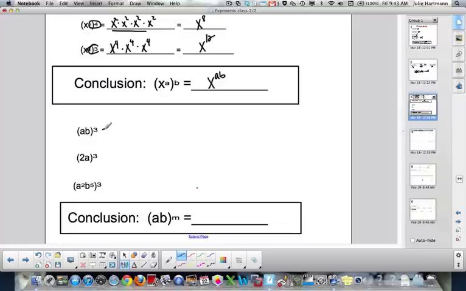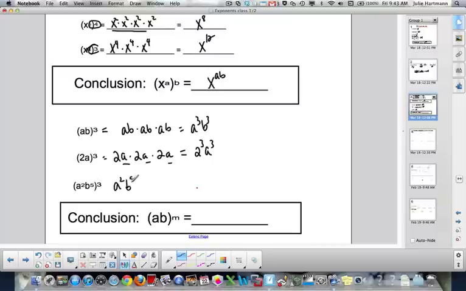The next one here, ab all to the 3rd power means you have ab to the 3rd power. Well, that's just 3 a's and 3 b's. Okay, 2a to the 3rd means you have 2a 3 times. Well, 2 times 2 times 2 is 2 to the 3rd. A times a times a is a to the 3rd. Here, a squared b to the 5th 3 times. 2 plus 2 plus 2 is a to the 6th. B to the 5th, b to the 5th, b to the 5th, 5 plus 5 plus 5 is 15.